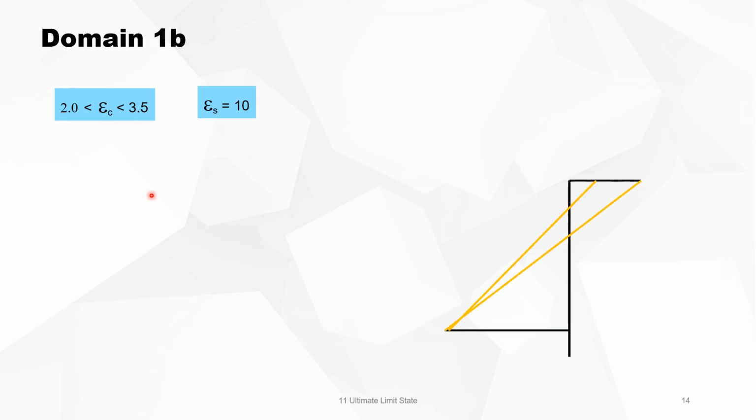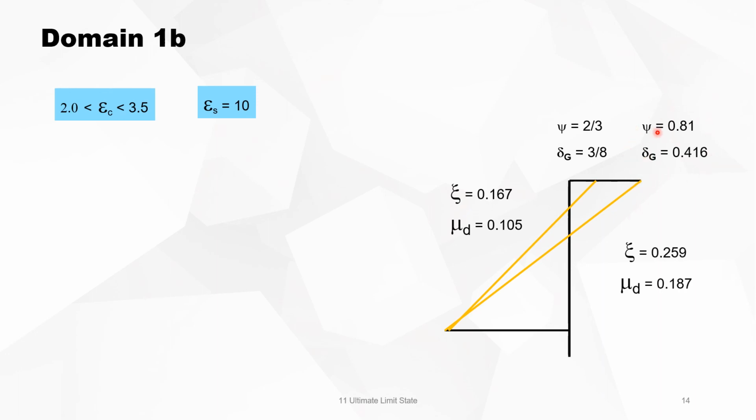If we now look at this domain 1b, the second portion, when epsilon c is between epsilon c2 and epsilon cu2, then those values are valid for the left border, with mu d 0.105. The right border of this region is of course the region that we have already seen, because this is the left border of domain 2a, so with those values, and mu d equals 0.187.